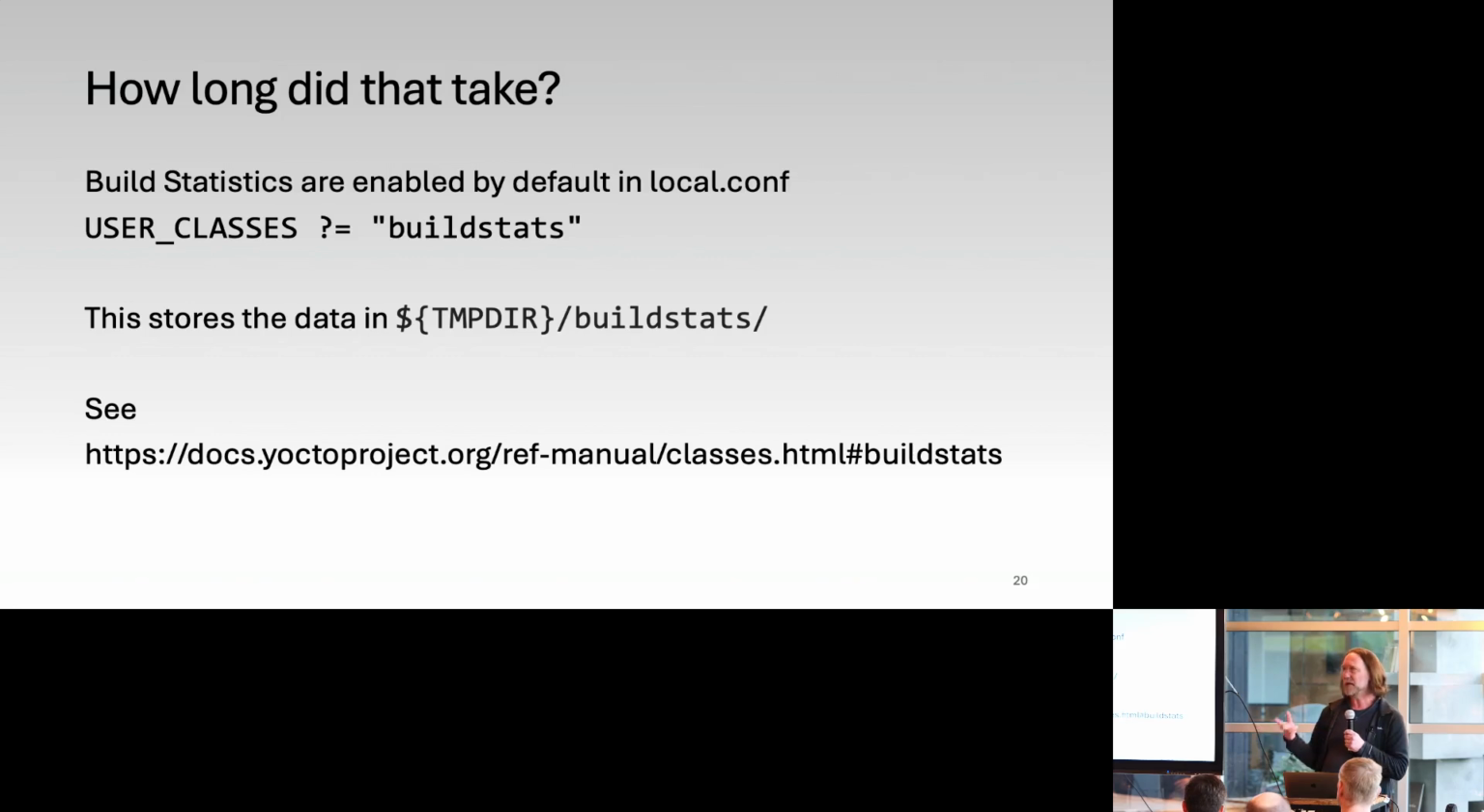There is a build stats. Now this is actually enabled by default in the local.conf. So there is the user classes with a build stats. And what that will do is there will be a directory called build stats under your temp directory. And for every build, it will be putting in a whole series of build statistics, which is a good name for a build stats directory. There's some good documentation on the classes where it tells you about the build stats.